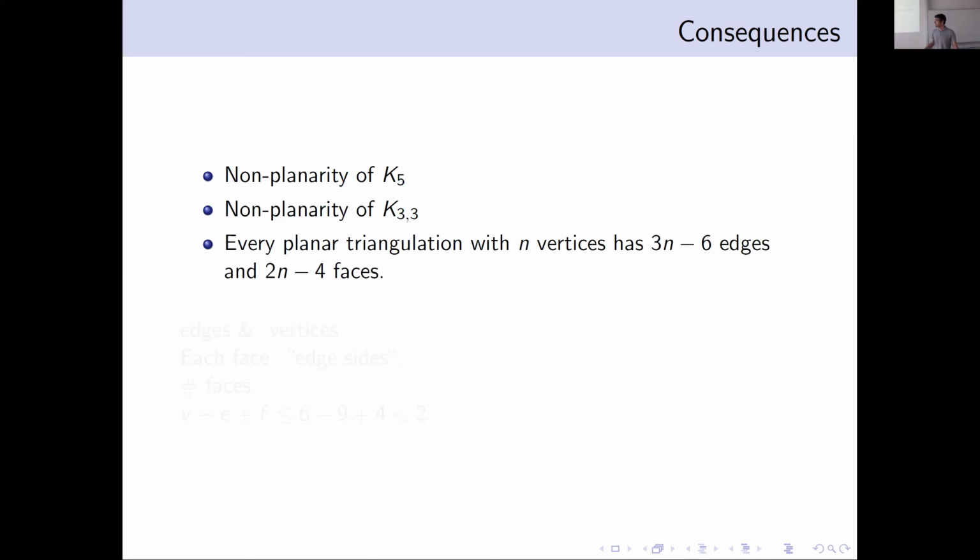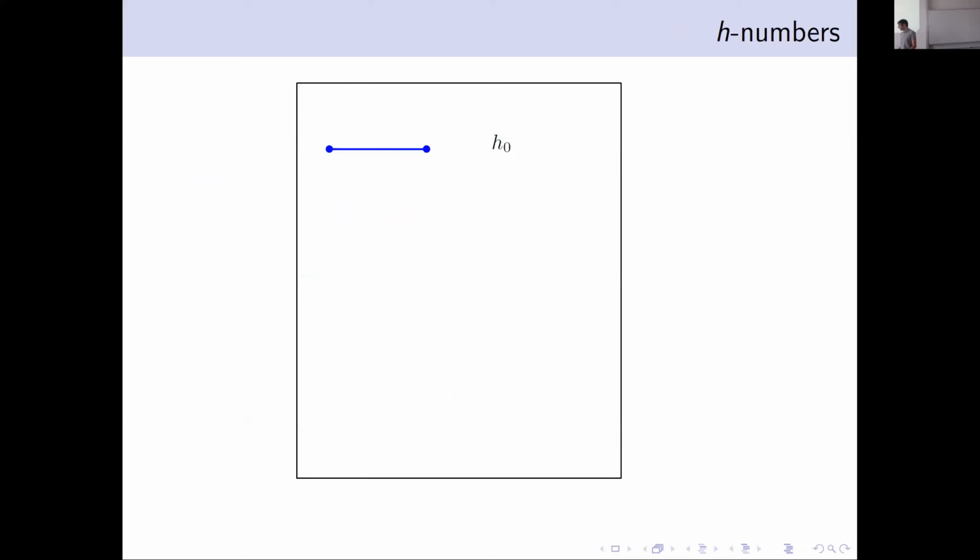And another consequence of Euler's formula is that if I have a planar triangulation which has n vertices, then in these triangulations, I exactly know the number of edges and the number of triangular faces. So there are many more consequences, but I don't want to go into that. We will see what from this can be carried over to higher dimensions. But before, let me introduce some terminology.